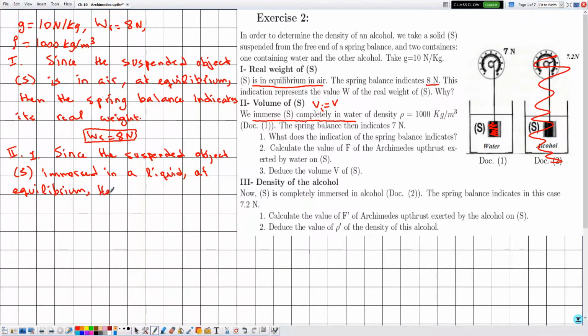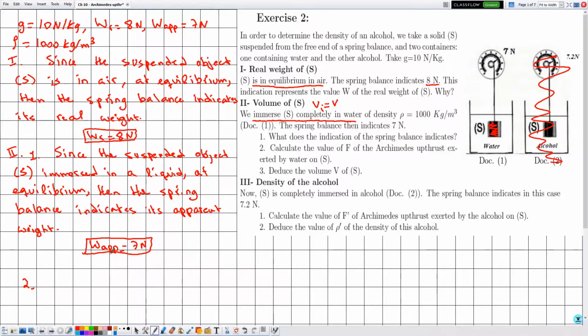Then the spring balance indicates its apparent weight. So in this case the apparent weight is given by 7 newtons. This is the apparent weight when the solid S is immersed in water. So here let me write that the apparent weight is given by 7 newtons.